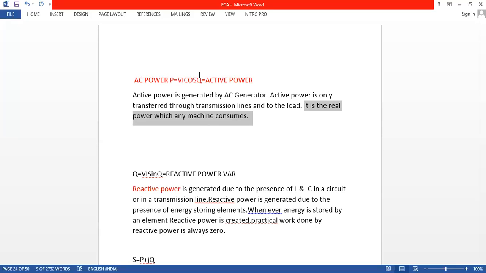One simple question I'm asking. Your fan is on because of current or voltage or power? Think and tell me. People say in our house, today we are not having current. That is a wrong word, because only current cannot turn on the fan. Only voltage cannot turn on the fan. Product of voltage and current is what? Power. P is equal to V into I. So both voltage and current are present, then only the fan is on.